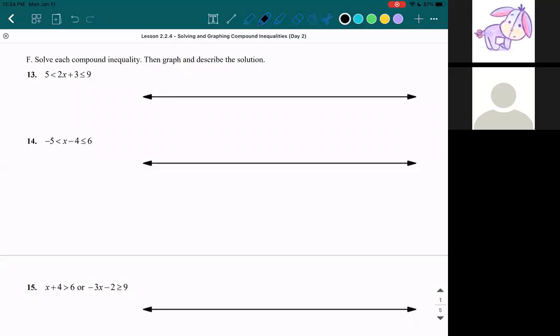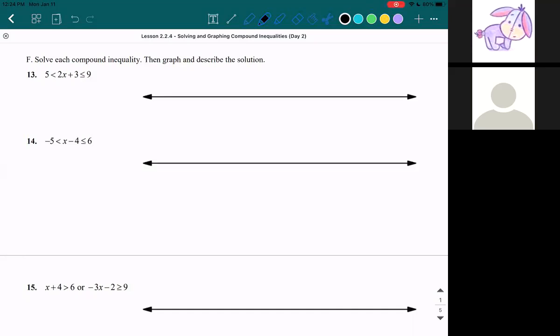All right, so now we're on to solving each compound inequality. We're going to graph it and describe the solution. When you're solving these inequalities, it's pretty similar to solving a regular old equation. The only difference is that when you are multiplying or dividing by a negative, you flip the symbols. Remember, we went over that before, so that's the only difference really.